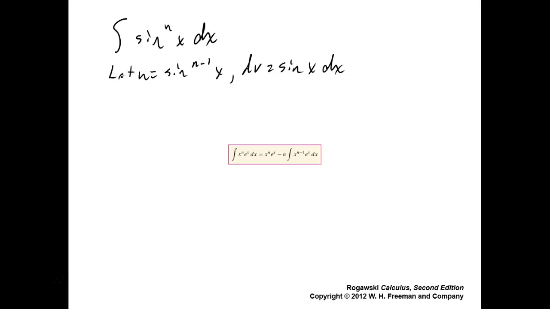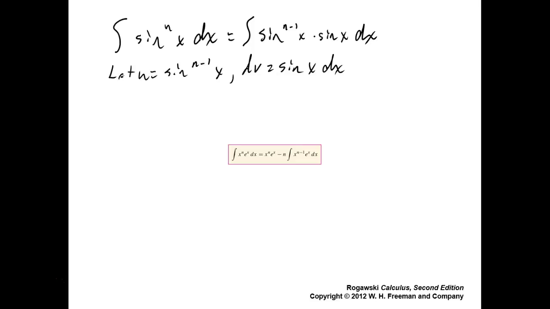Here's probably what they should have done first. This is bizarre, but it's true. Rewrite this as sine to the n minus 1 of x times sine of x dx. Okay? Because isn't sine to the n minus 1 times sine the same as sine to the n? Right?